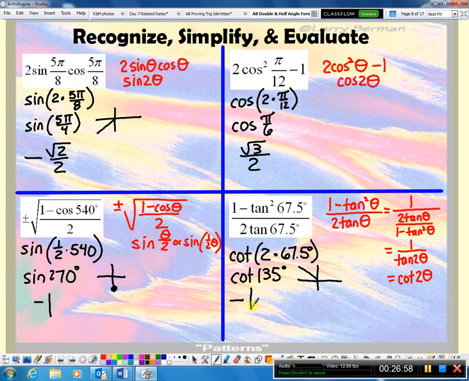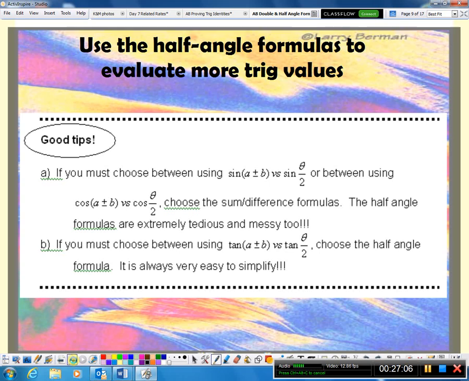So I enjoy the recognize, simplify, and evaluate because I think they're kind of like recognizing puzzle pieces and what can you do. Now we're to the point where we're actually going to evaluate more angles without calculators. So we added some angles yesterday. We're going to add a little bit more today. Here are tips, and you'll see that I'll come back to these tips as I work the problems.